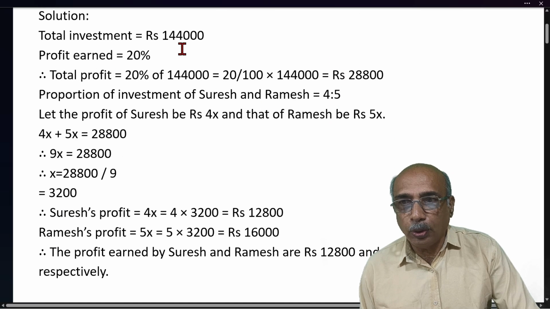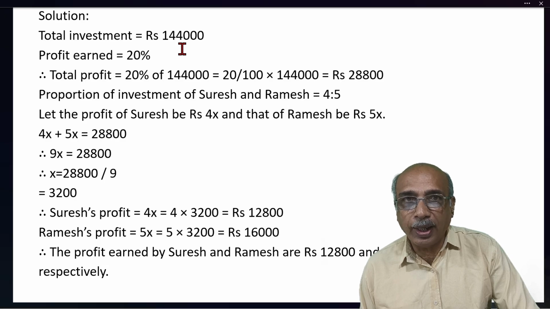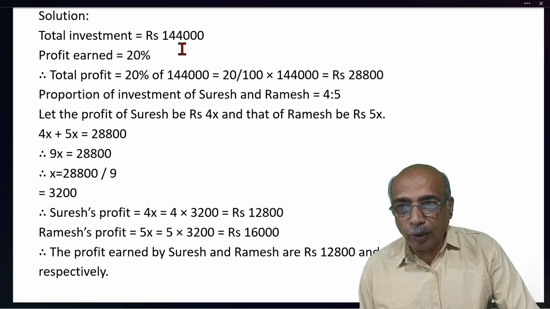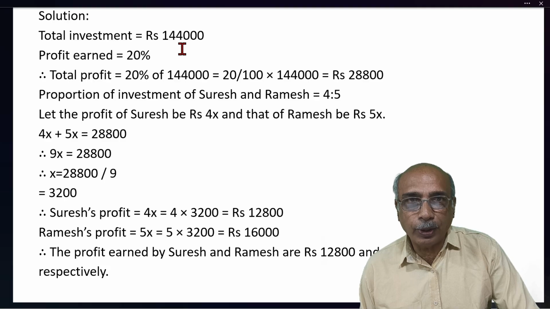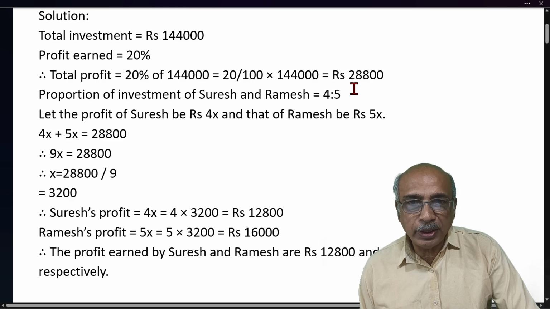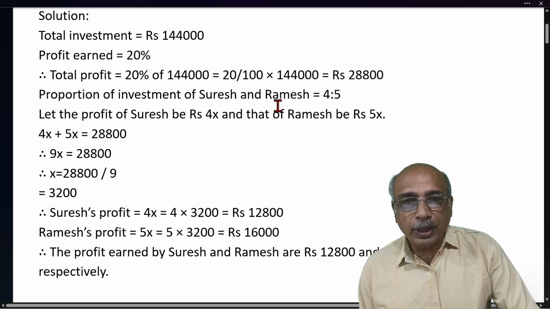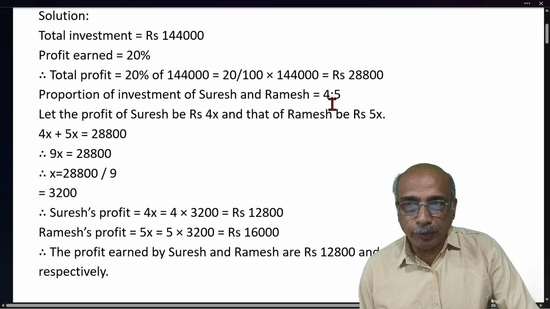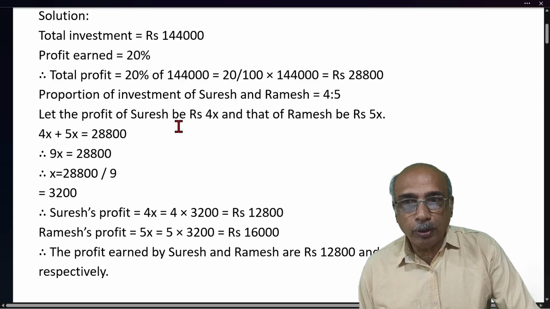Solution here: total investment equals rupees 1,44,000. Profit earned equals 20%. Therefore, total profit equals 20% of 1,44,000, which is 20 upon 100 into 1,44,000. Calculation comes to rupees 28,800. Proportion of investment of Suresh and Ramesh is 4:5. So let the profit of Suresh be rupees 4x and that of Ramesh be rupees 5x. So 4x plus 5x equals 28,800.